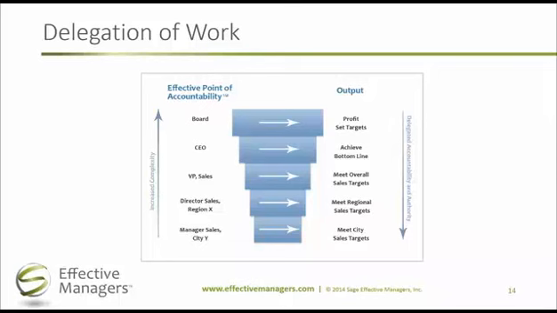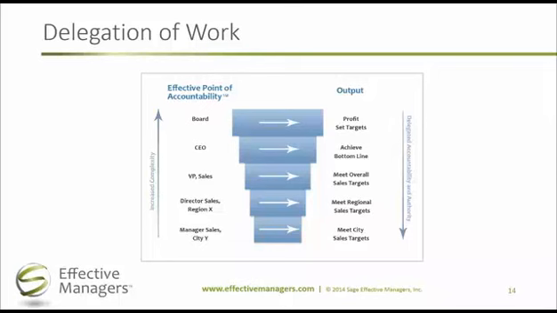Here then, in combination, the VP of sales is thinking about how sales will come together across all of the regions, so for the whole company, how best to allocate accountability for meeting certain sales targets, understanding how those will all come together, and then delegating it. So the effective point of accountability for a regional sales target for region X would rest with the director of sales of that region.